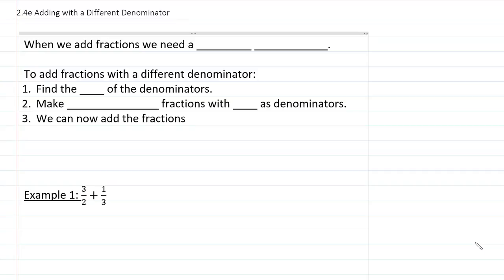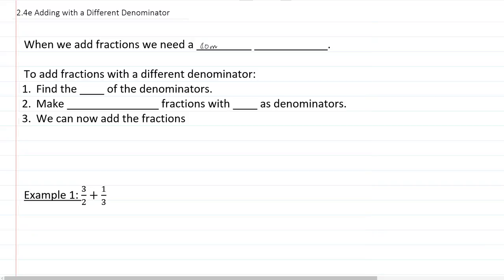2.4e, adding with a different denominator. When we add fractions, we need a common denominator. So the last 3 or 4 lectures leading up to this have been all about getting to the point where we can add fractions with a different denominator now.